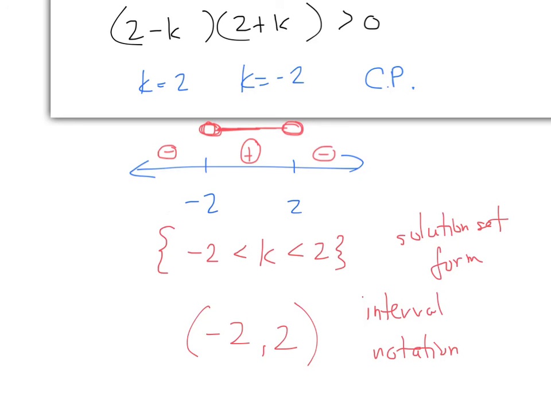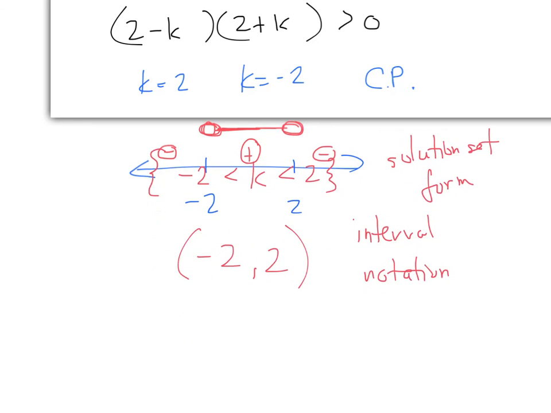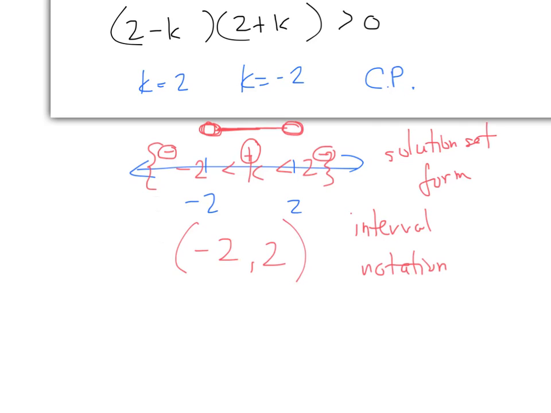Third case. Case C says, how would we get imaginary roots? Real quick, just tell me. What would the discriminant have to be? Negative. So we would do the same thing. 4 minus k squared is less than 0.